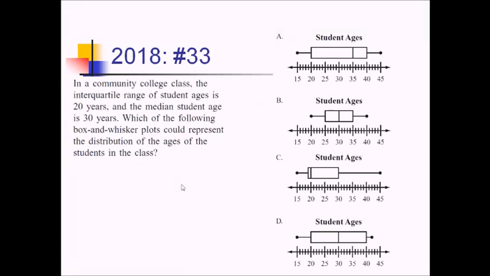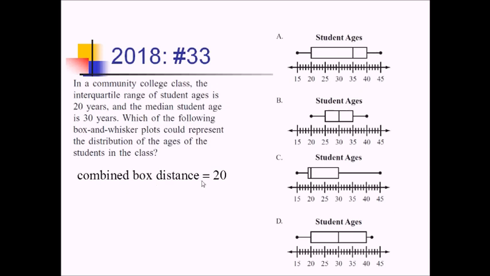For number 33, in a community college class, interquartile range of students' ages is 20 years, and the median student age is 30 years. Which of the following box and whiskers could represent the distribution of ages in the students in the class? So let's just do a little translation here. For 20 years, interquartile range, they're basically saying that the boxes have a combined distance of 20. It's a distance of 20 from the left of one box to the right side of the other.